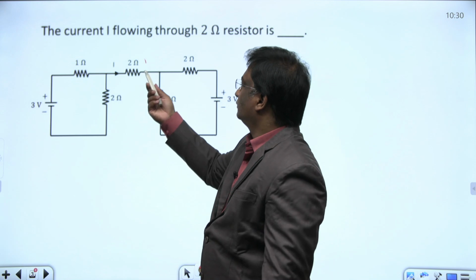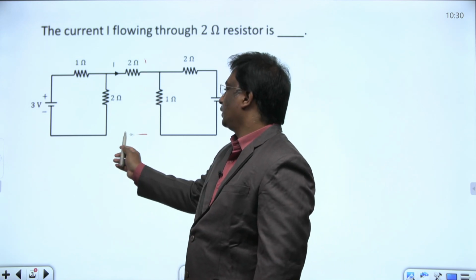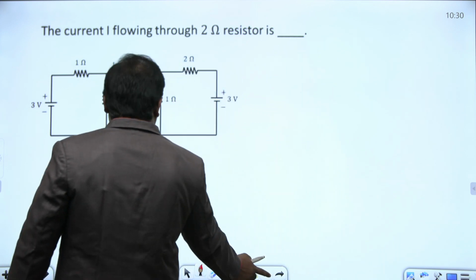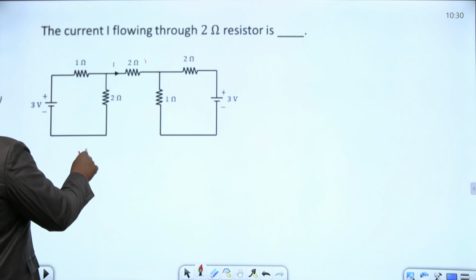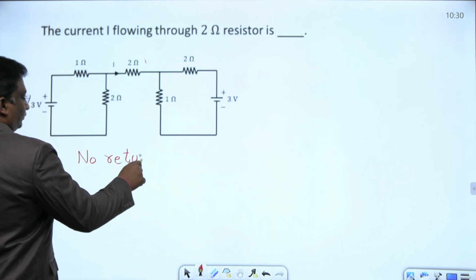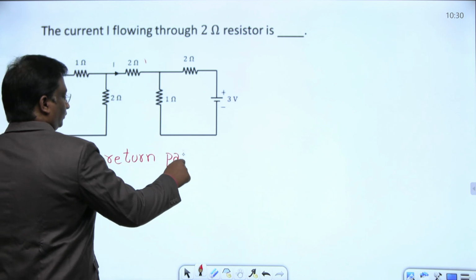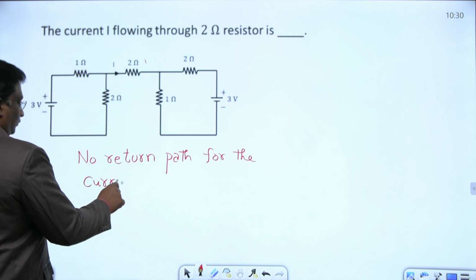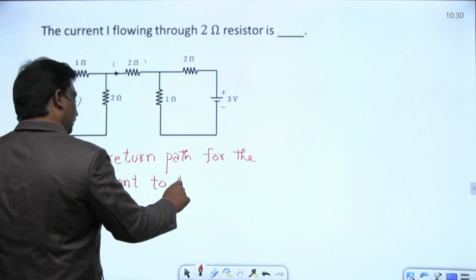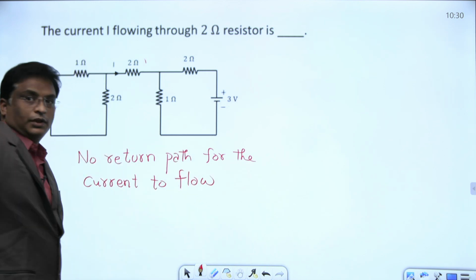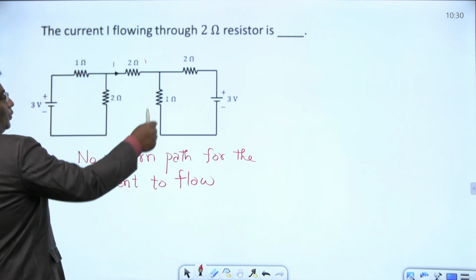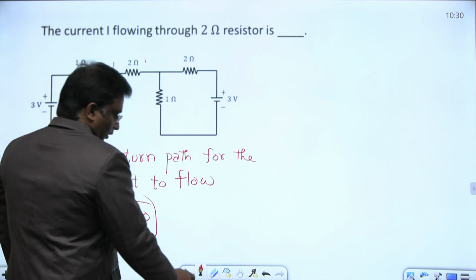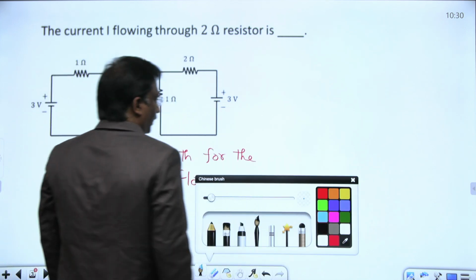Simple. Answer is 0. Why is the answer 0? There is no return path for the current to flow. There is no closed loop. Then what is the value of I? I is 0. Or if you have any doubt, notice here, I can assume this as one node.